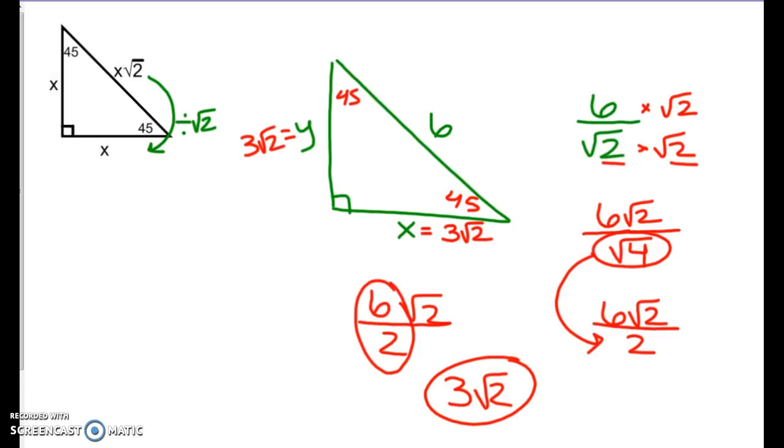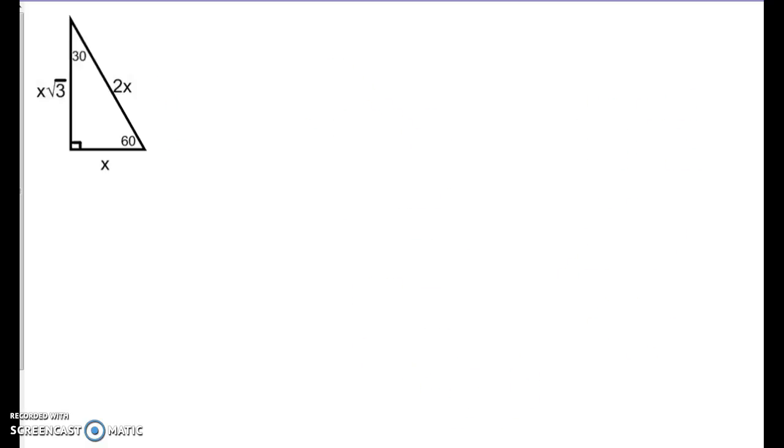Okay, let's move on to our 30, 60, 90 triangle. Let's start off with an easy one and we will work our way up. Let's say we have our 30, our 60.